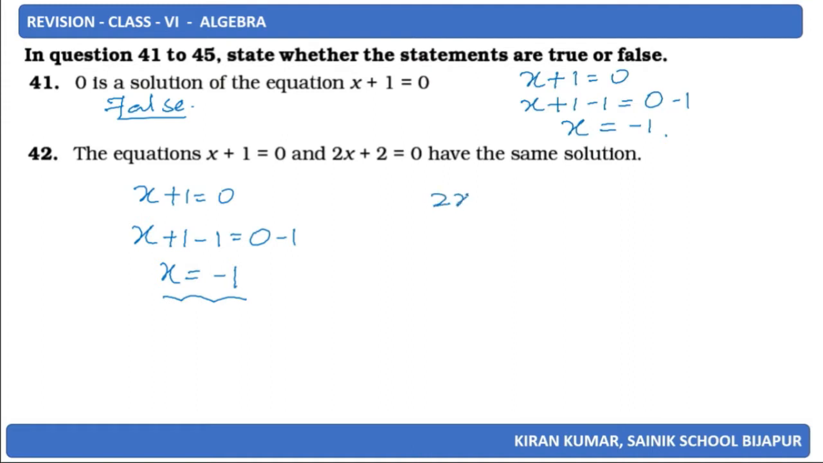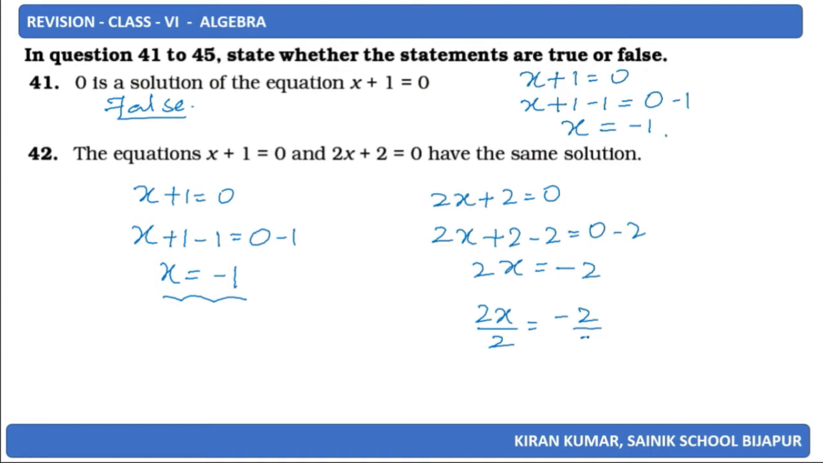If I consider the equation 2x plus 2 equal to 0, if I subtract 2 from both the sides, I'll be getting 2x as negative 2. If I divide both the sides by 2, I'll be getting negative 1. Hence, both the equations have the same solution. Hence, the given statement is a true statement.